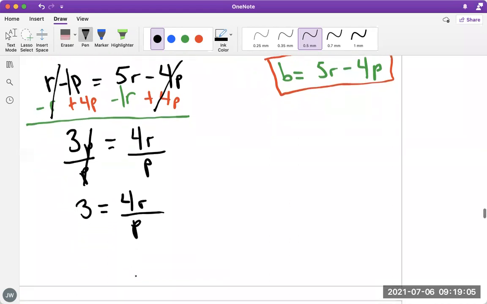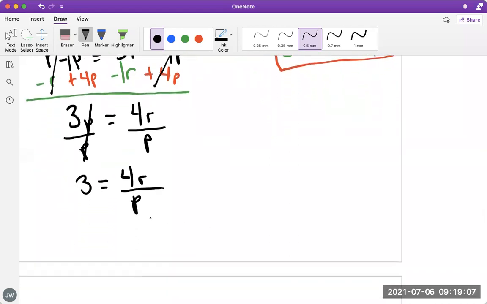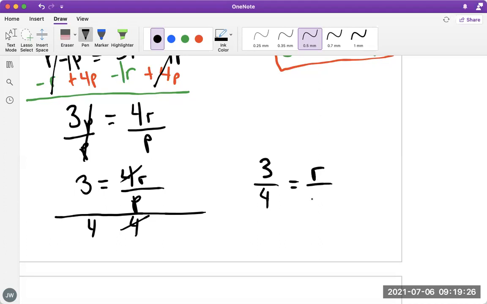In the numerator, right? So I just divide it out. All right, divide both sides. If I did this, visually, I don't like it, but it at least lets you see that you're dividing by 4. So 3/4 is equal to R over P.